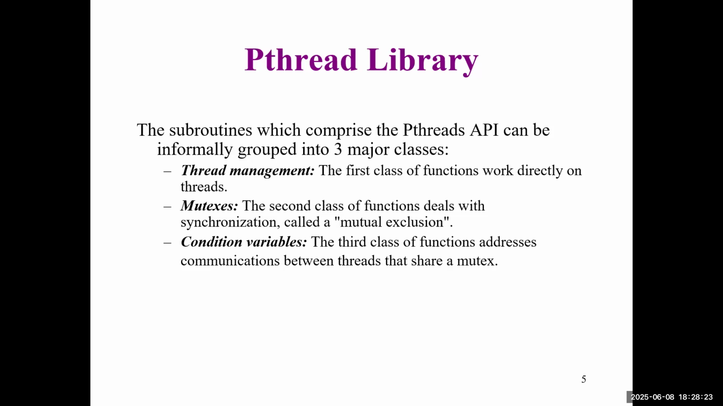The Pthread library. The subroutines which comprise the Pthread API can be informally grouped into three major classes. Thread management: the first class of functions work directly on threads. Then there are the mutex functions and the condition variable functions. Mutexes are for mutual exclusion, and the third class, condition variables, is for communication between threads.